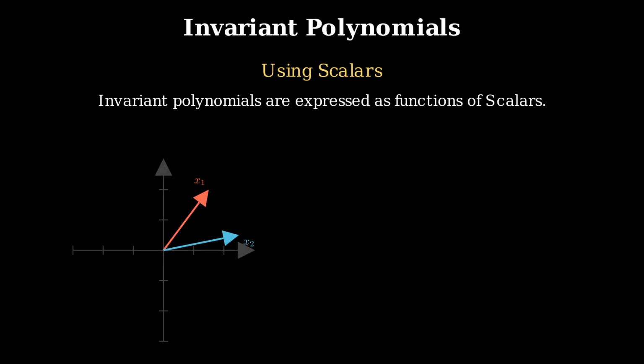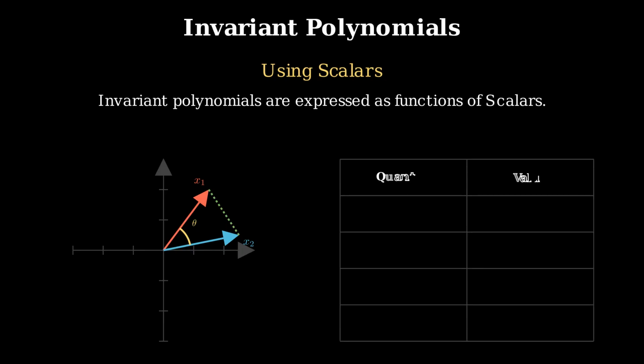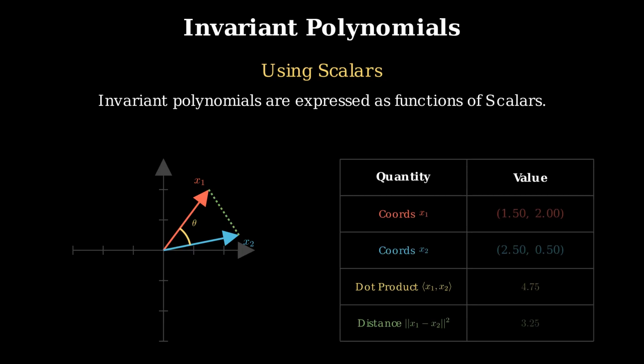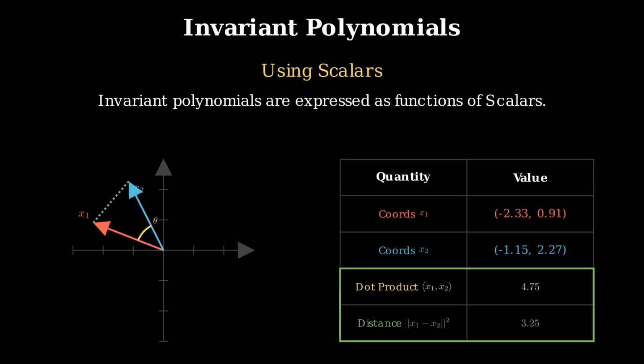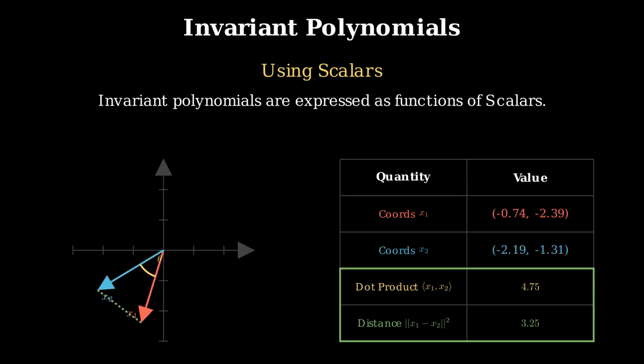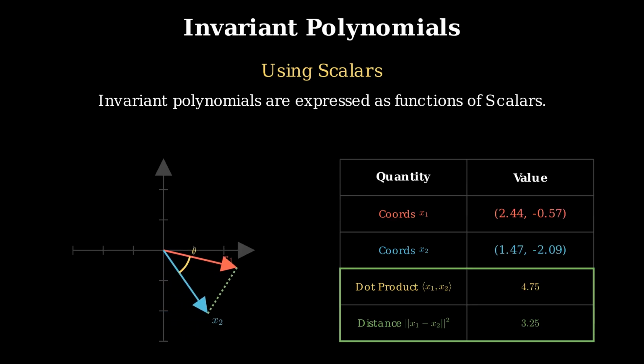Let's look at a 2D space with two vectors, x1 and x2. Notice the table. As we continuously rotate the system, the individual coordinate values change dramatically. However, the dot product and the squared distance remain completely static. They are invariant scalars.